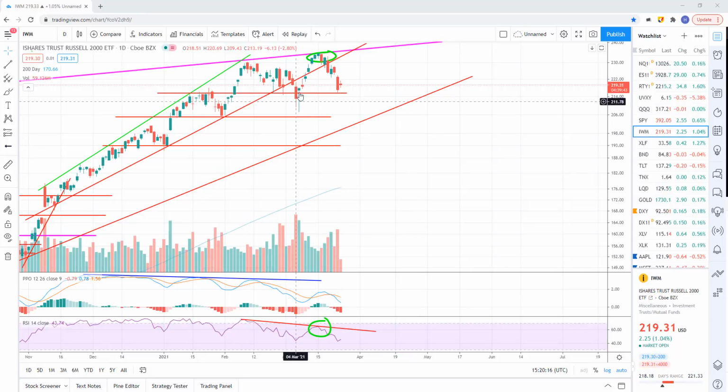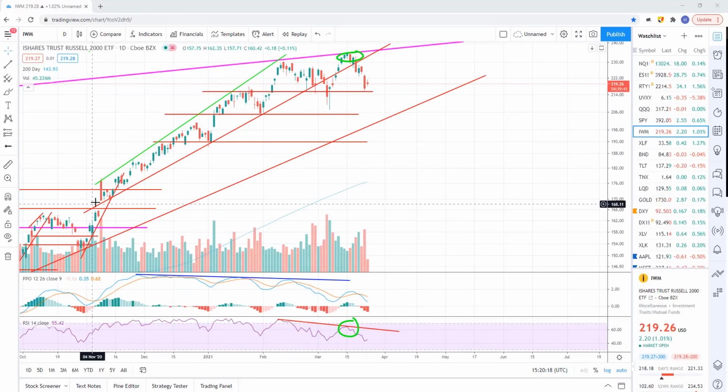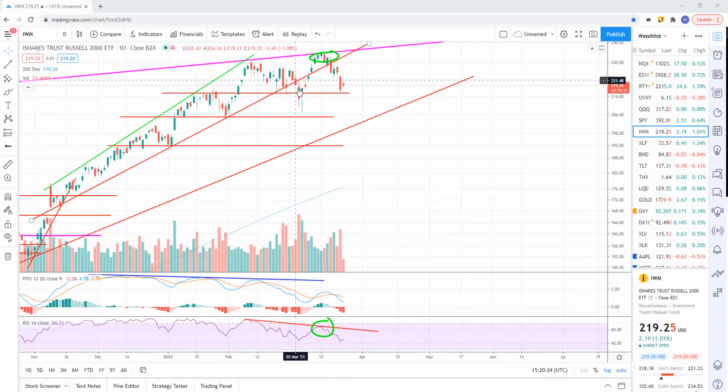So IWM's already started to break down. This trend line right here on the daily chart is what we were watching. See, we're walking up that. We had a breakdown here. I took that breakdown. That was a false breakdown though, and so as soon as you realize that's a bear trap, you get out, and then we made a marginal new high, and now we have another breakdown.